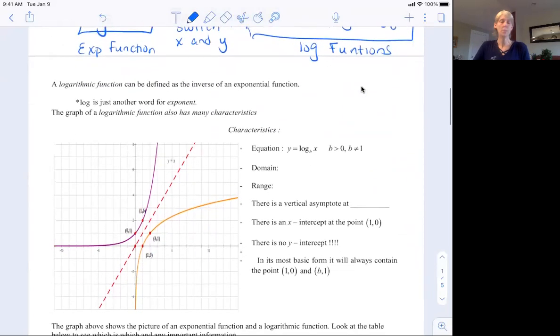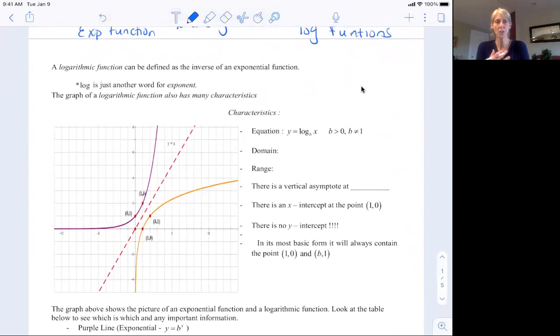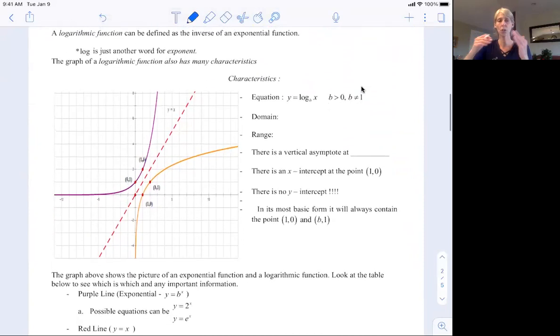So now we should understand that a log function can be defined as the inverse of an exponential function, and a log is just another word for exponent. So the graph of a log function, just like the exponential function had many characteristics, the log function will have many characteristics. So I'm just going to go through a few of these. Okay, so this is a general exponential. Here's my line y equals x, and this is a general log function.